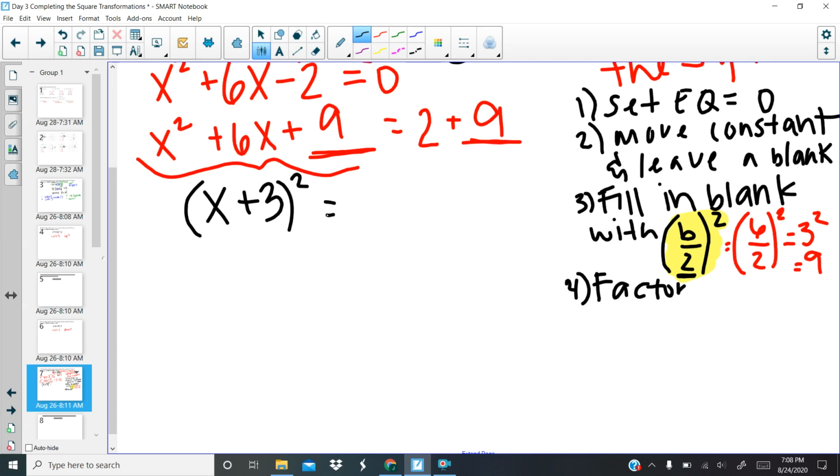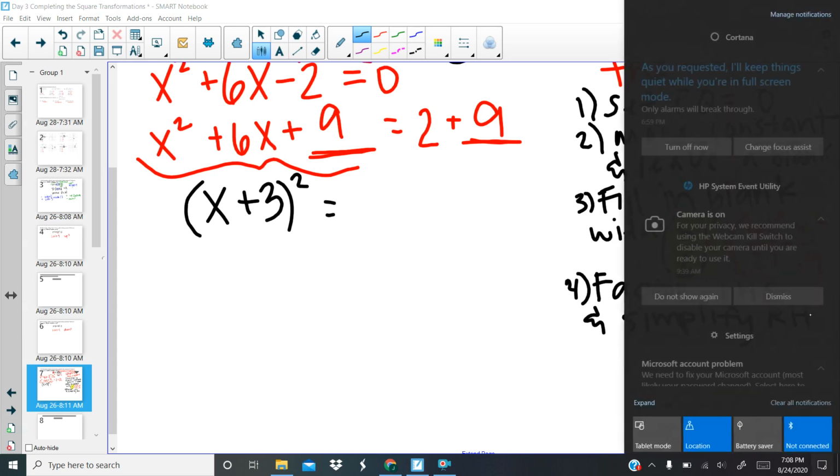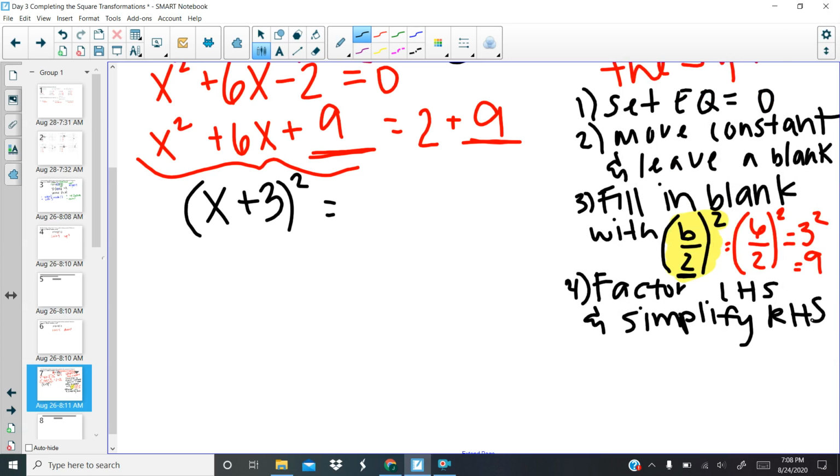And then you're going to factor the left-hand side and simplify the right-hand side. And so whenever I say simplify, where I have that 2 plus 9, I just want to actually add them together. So 2 plus 9 is 11. And the last step is to move whatever constant you have over there. So in this case, 11. So you're going to move that back over. So move constant back over.